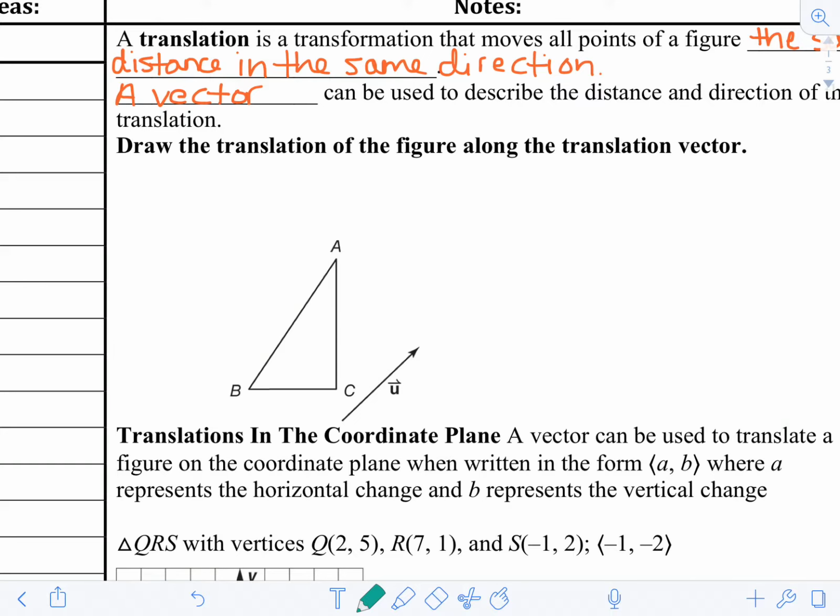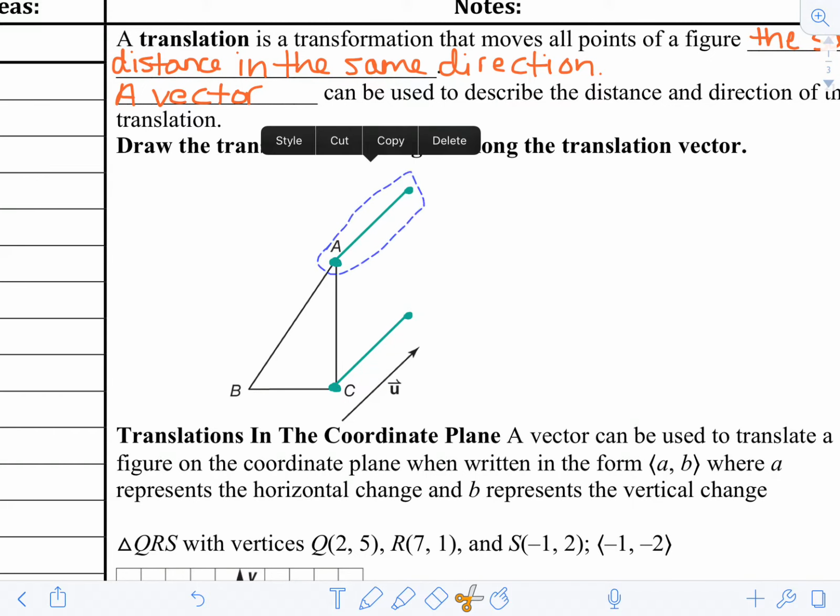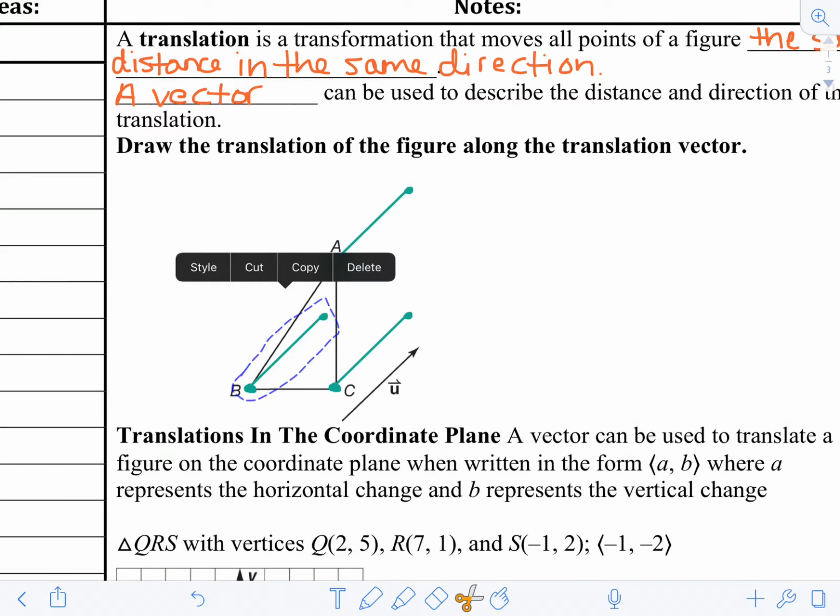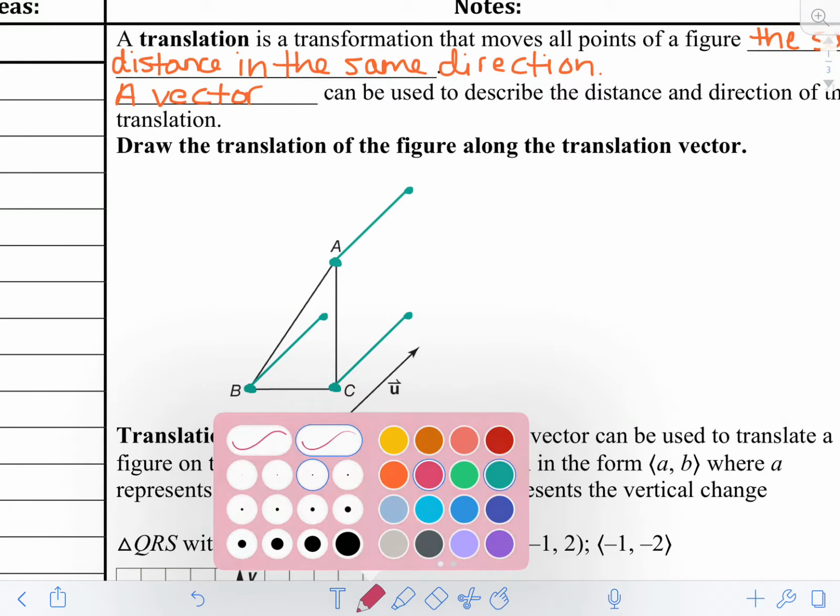What I'm going to do to show you is copy the length of this vector and cut it out. I'm going to move it to each endpoint here, because that tells me the direction and the length. So I'm going to copy it and do this 3 times. Again, you can pause as you make your sticky note and figure out the length.